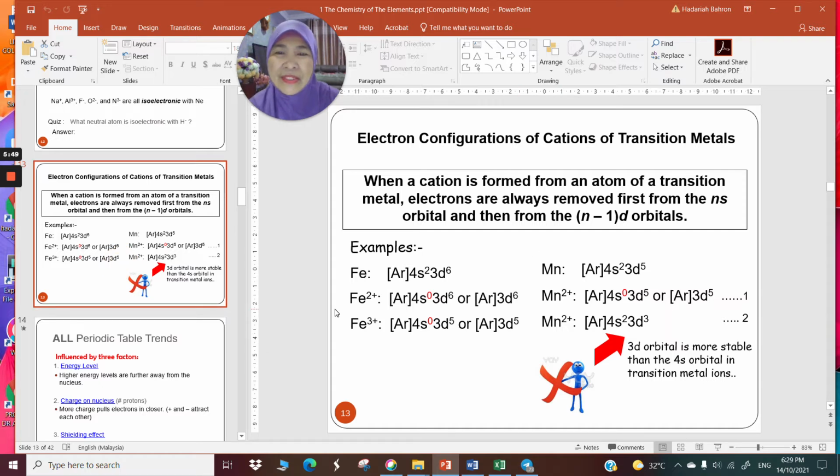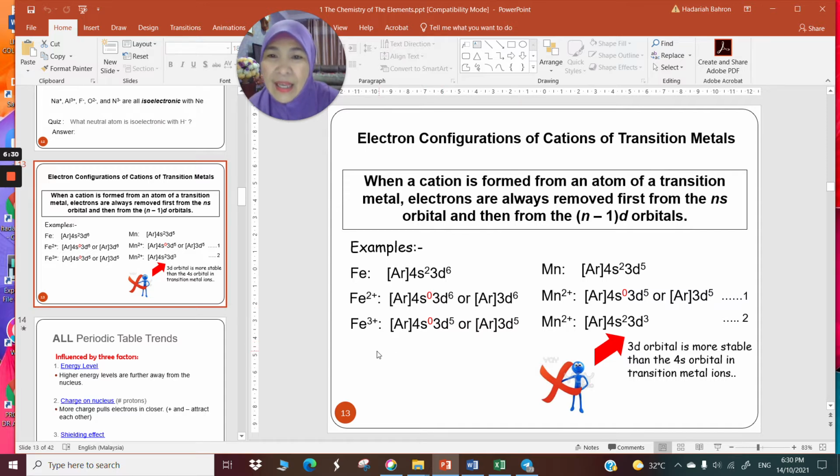So iron, in the elemental state, does not lose any electron. But when it becomes a cation, it will first lose the electrons in the s orbital, the 4s. So Fe2+ has an electron configuration of 4s0 3d6. The electrons in s are lost, so you are only left with argon 3d6. So that is iron 2+.